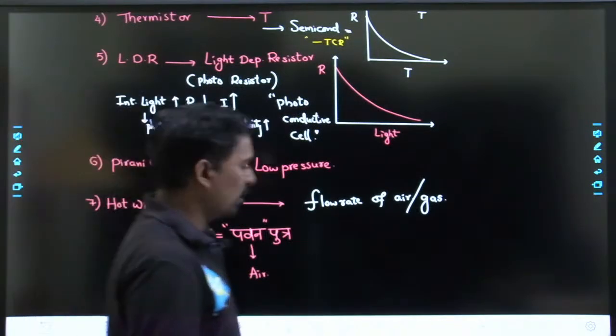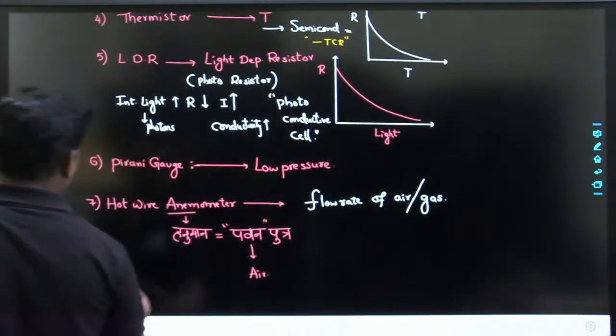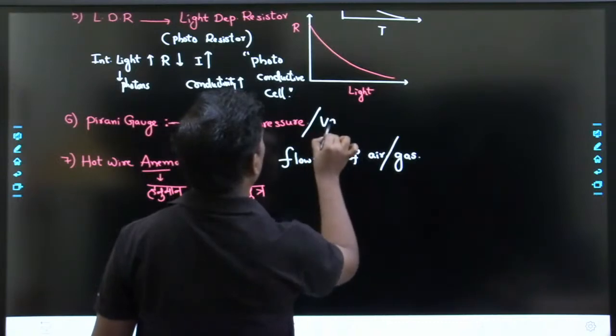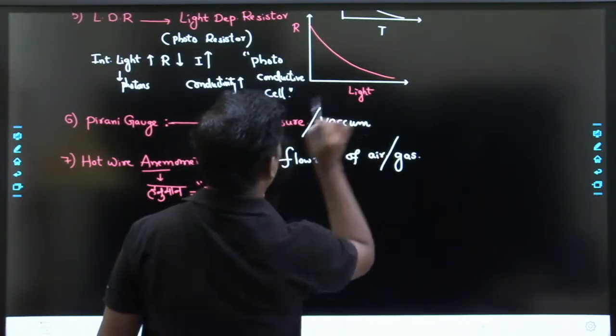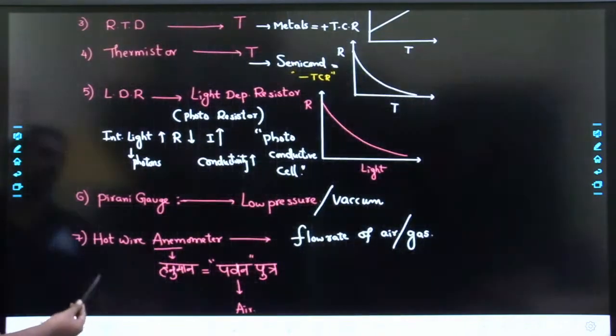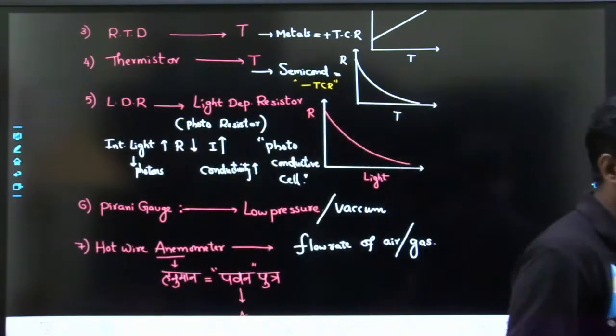Is it clear? Yes. Pirani gauge is for vacuum pressure measurement, right? Yes, low pressure measurement is also called vacuum. Okay, so these are some instruments. You should have an idea of all these instruments, because sometimes match the following questions can also be expected.